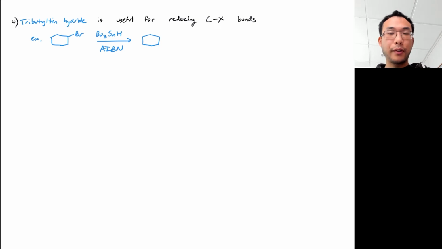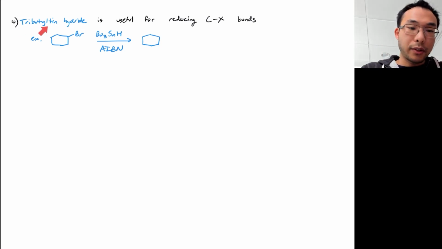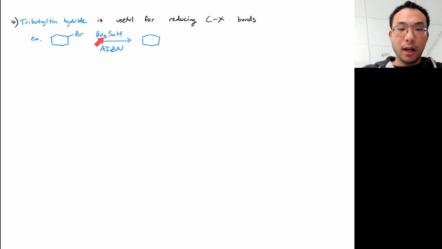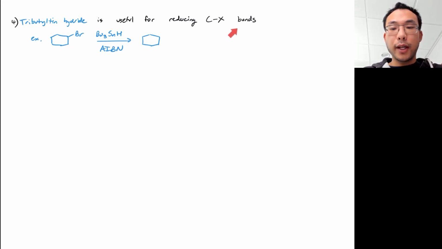All right, two more reactions here involving a tributyltin hydride reagent. So tributyltin hydride is often written this way, Bu3SnH. This is a very useful reagent for reducing C-X bonds into C-H bonds. So essentially removing halogens, replacing them with hydrogens.